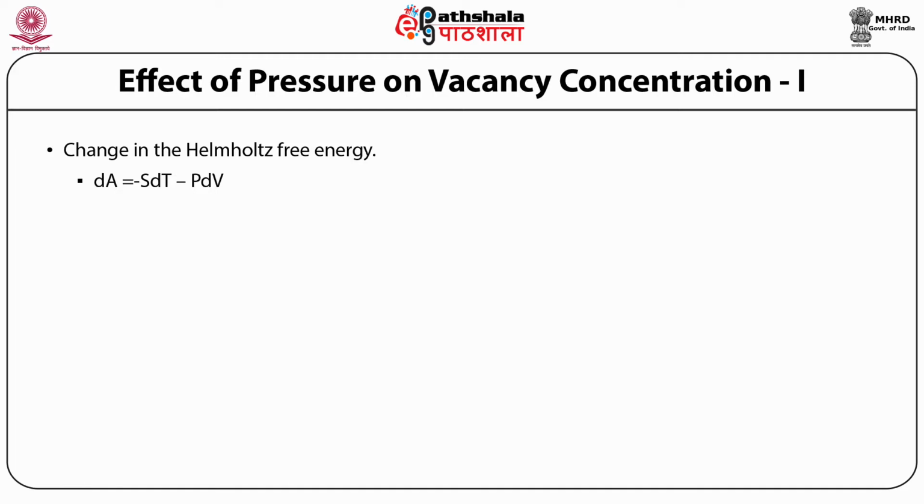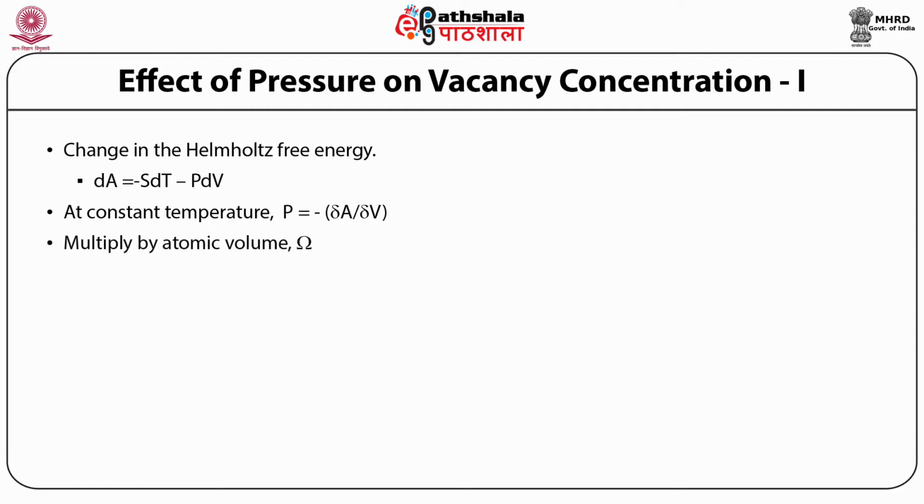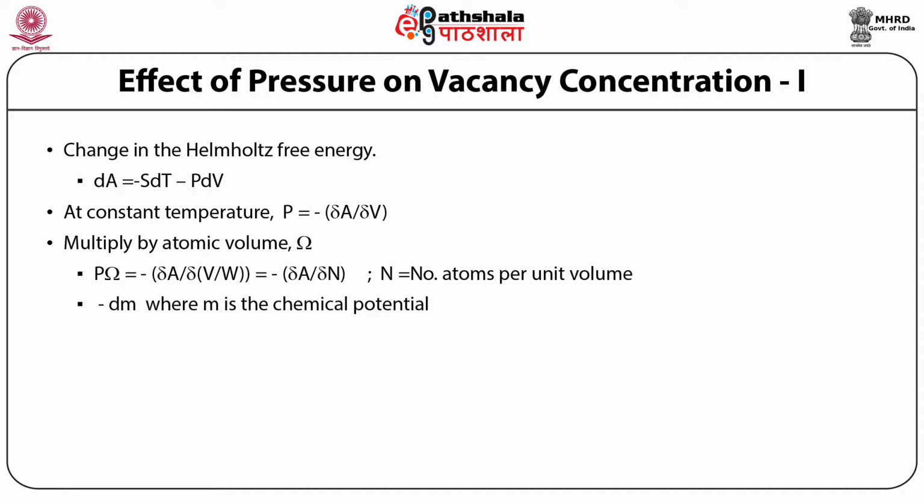When we talk about this, the change in the Helmholtz free energy is given as dA, which is equal to minus S dT minus P dV. At a constant temperature, this becomes P is equal to minus delta A by delta V. So multiplying both sides by atomic volume omega, we get P omega is equal to minus delta A omega by delta V, and we get minus delta A by delta N, where N is the number of atoms in volume V.